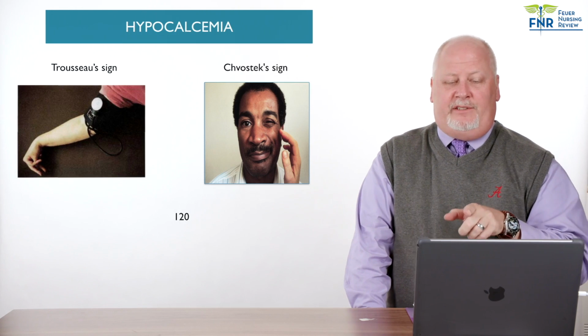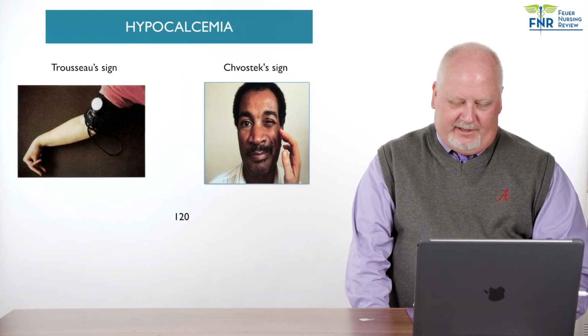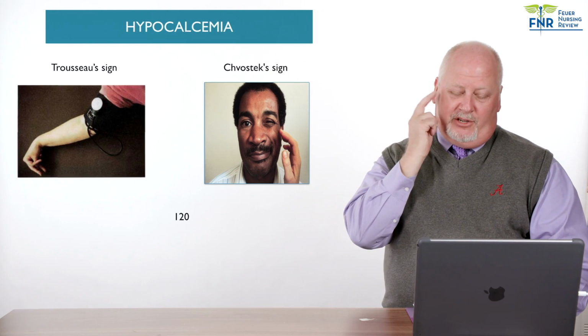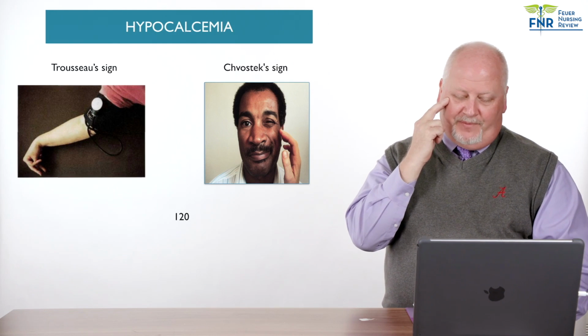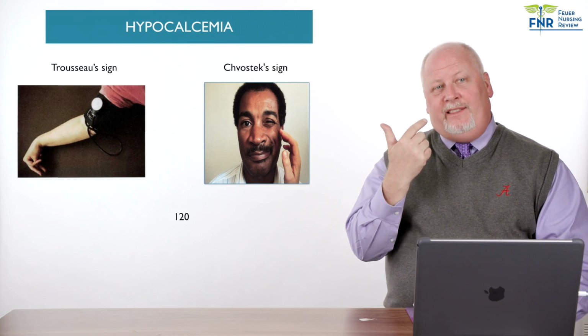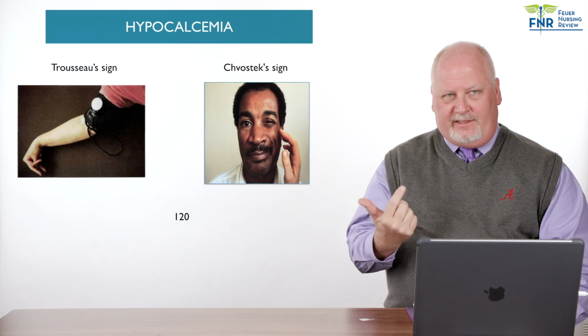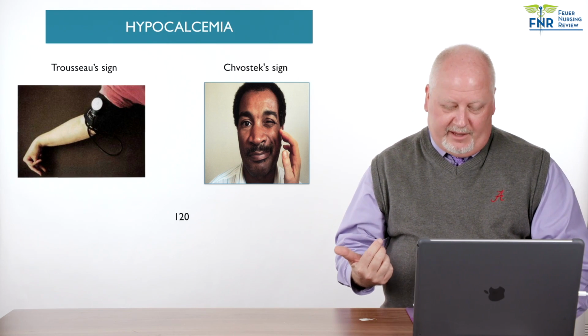The other method is the Chvostek sign, which we have the picture of the gentleman's face. And with this one, you tap the patient's cheek. You're essentially tapping the facial nerve. And if you see twitching of the nose and/or the lips, that's also a positive Chvostek sign, and that's also an indication of hypocalcemia.